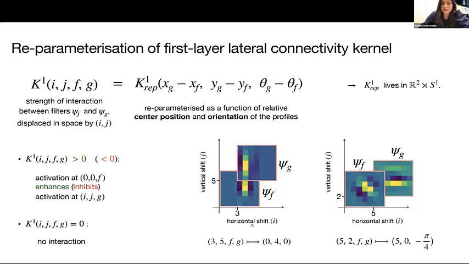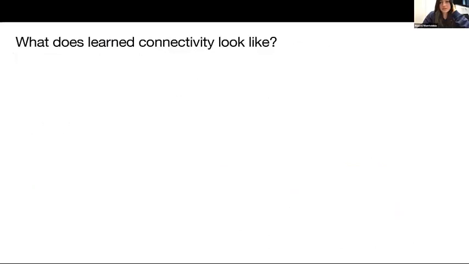But most importantly, instead of f and g, that are just two indices, we get the third coordinate, that is the difference between the orientations, that is 0 in this case, since they are oriented the same, or in this other case, it is, for instance, minus 45 degrees. That is the difference between the orientations of these two filters. So now we have a kernel that is expressed in terms of positions and orientations.